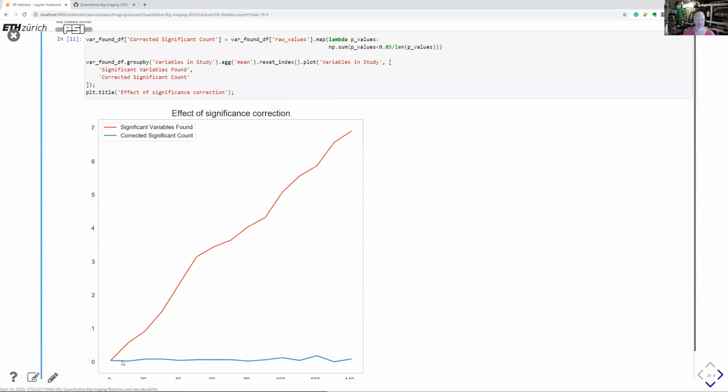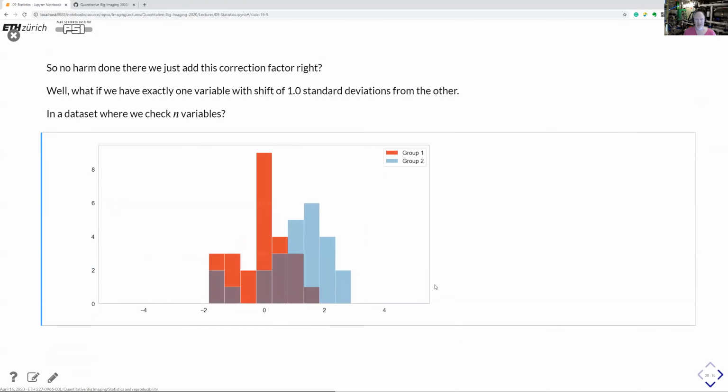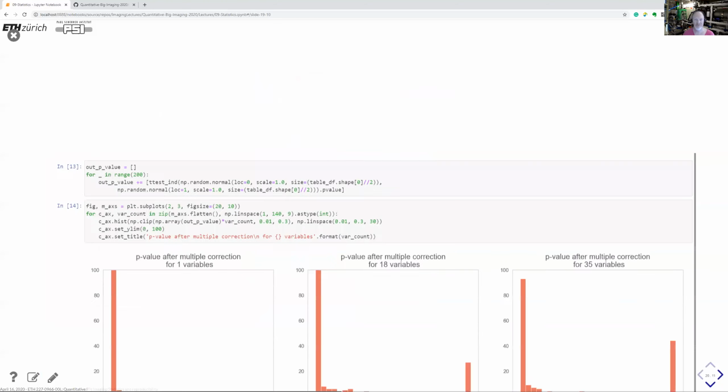Now we do a scaling with the number of p-values. And you can see that with that, you can have more or less the same significance level, also with a larger number of experiments. Now we did something on a single case, where all variables are the same. But now we have a case where we shift the data of one single variable by 1 standard deviation and see what happens with the p-values and the significance in that case.